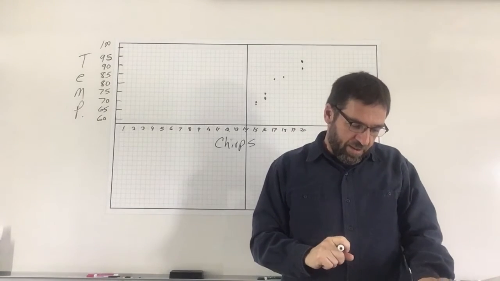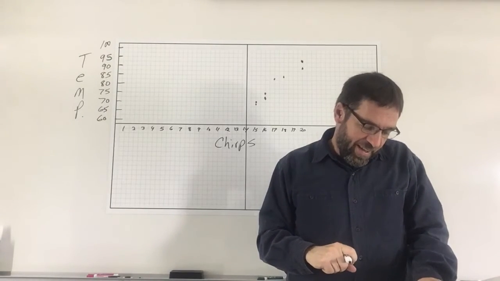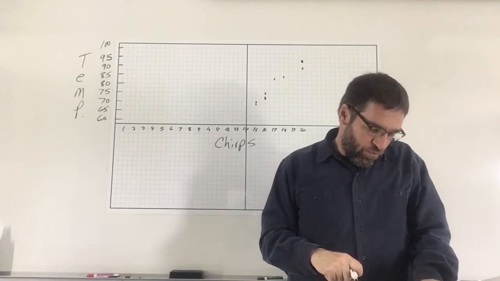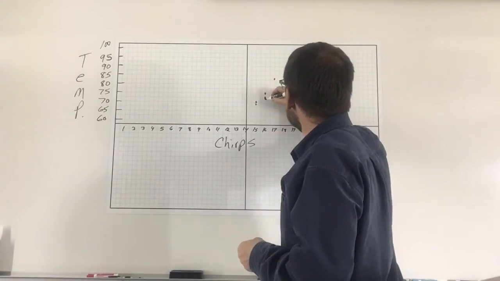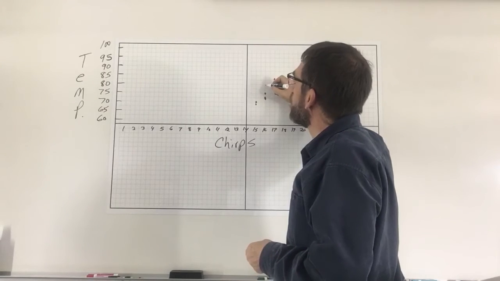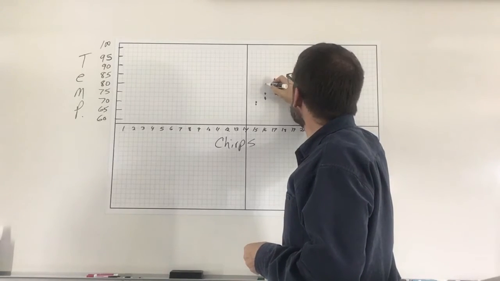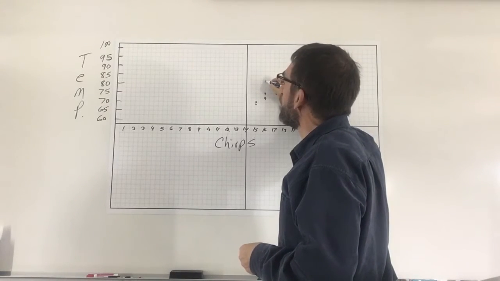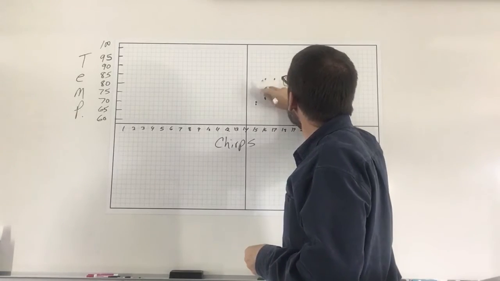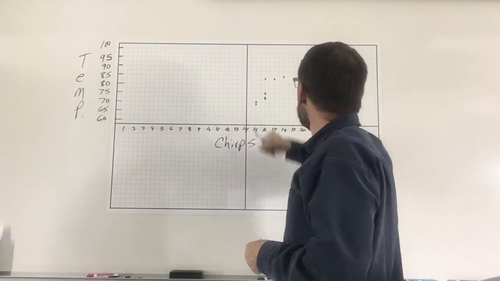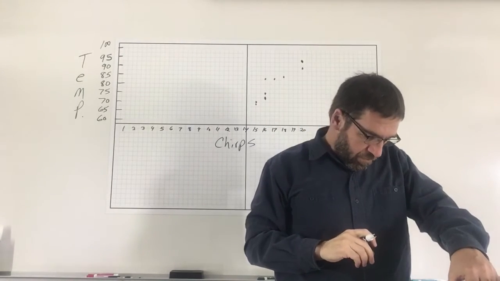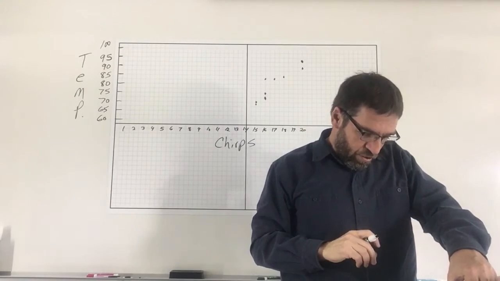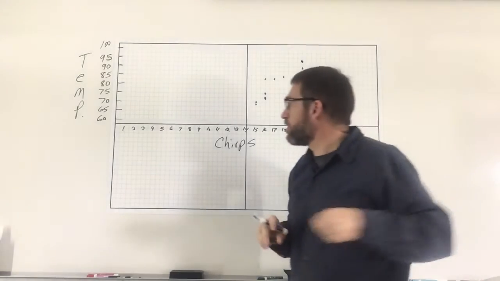I don't know what. And at 83 degrees, he made 16 chirps. Okay, so 16 is here. 83 degrees is 83 right here. No, it's right here. 16 chirps at 83. And then at 80 degrees, he made 15 chirps.